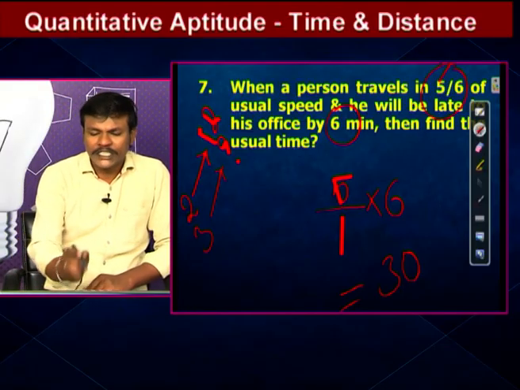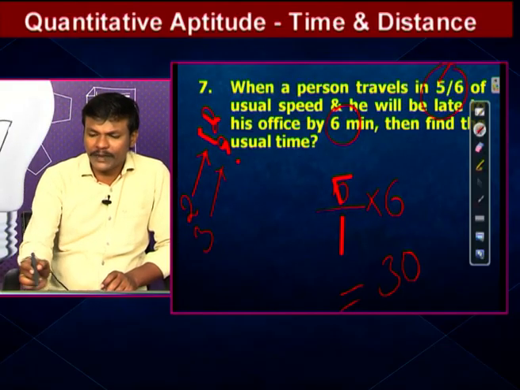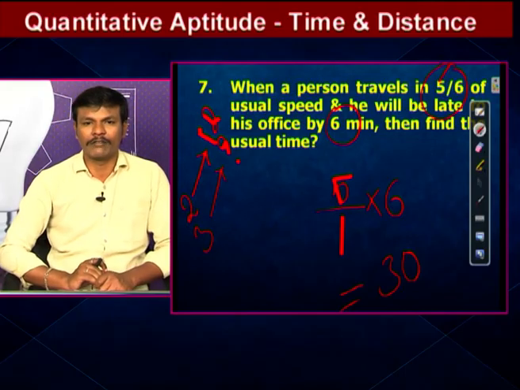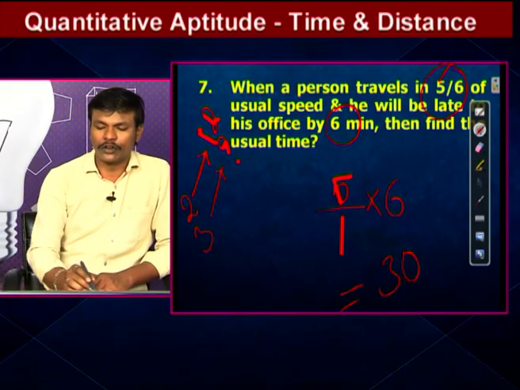What is the late time? 6 minutes is the late time. In 5 to 6, late is one part, so the denominator is one part. The numerator is the usual time, which is 5. 5 sixes are 30. So this is an easy application of speed to time, and an important one also. In many examinations, this question is repeated.